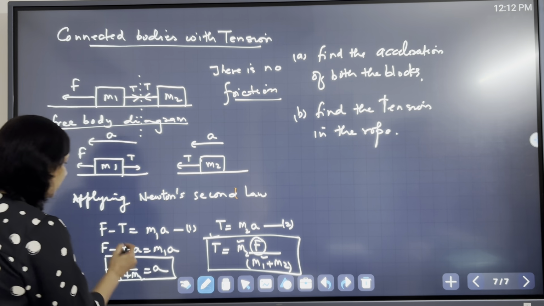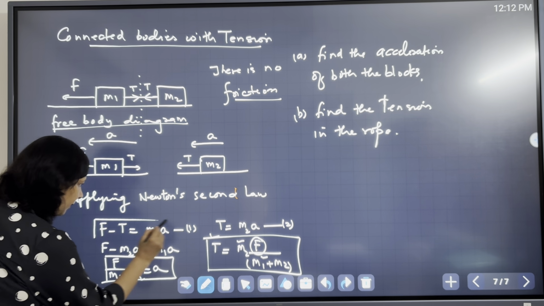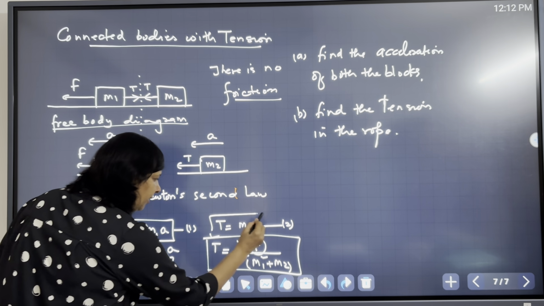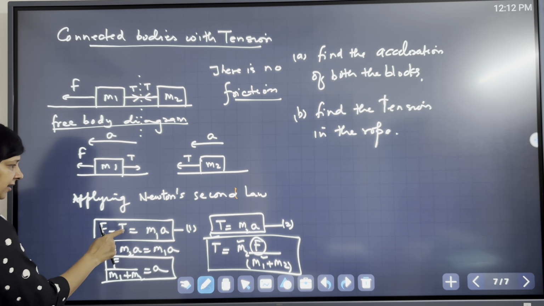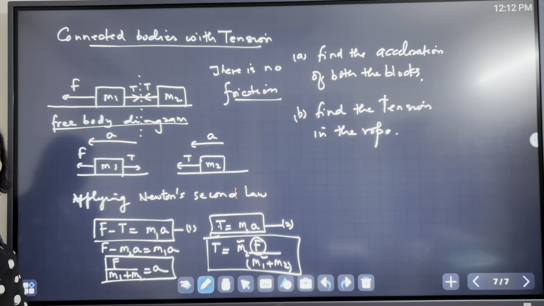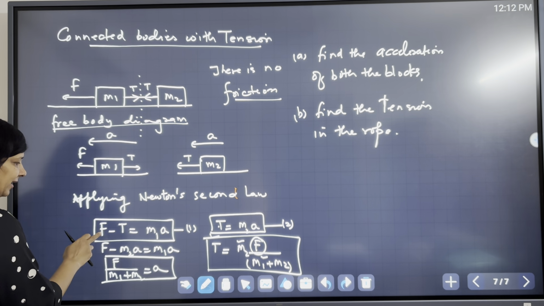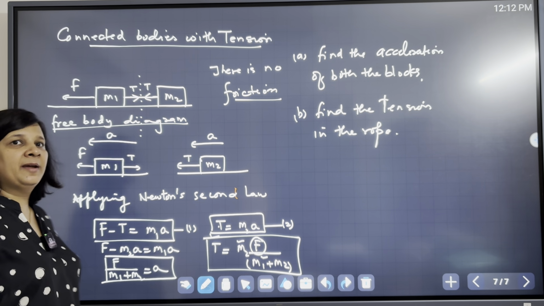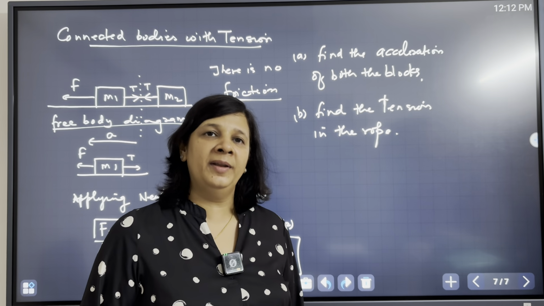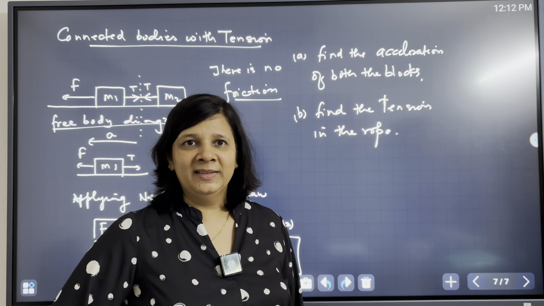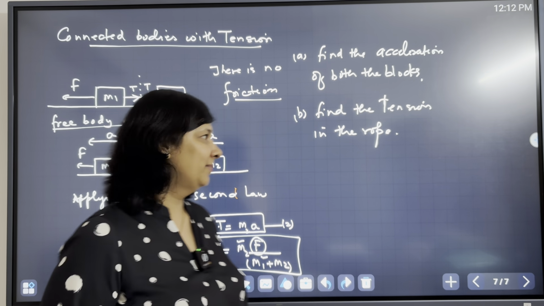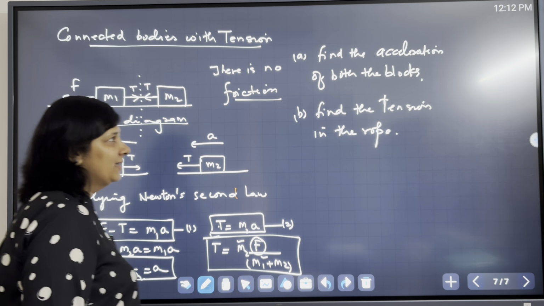And from these two equations, you can see that when you add these two equations, minus T plus T will cancel. These are the internal forces. You will get F is equal to (M1 plus M2) into A, so A is F over (M1 plus M2). That will give you the acceleration. So I hope this is clear.